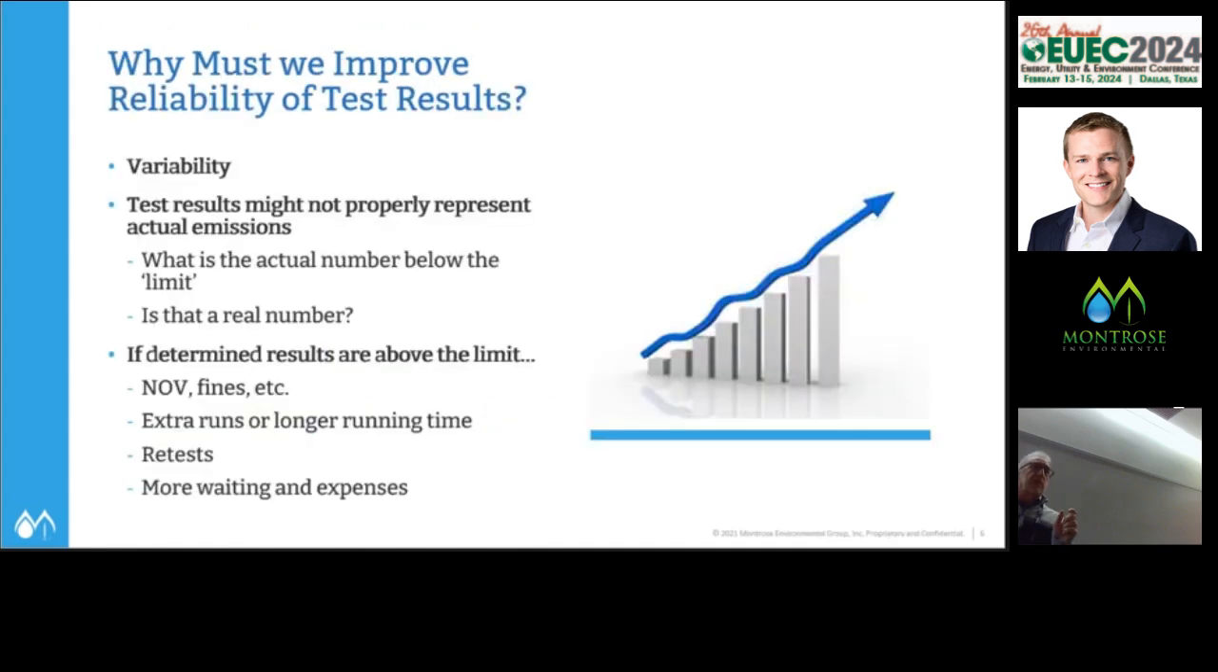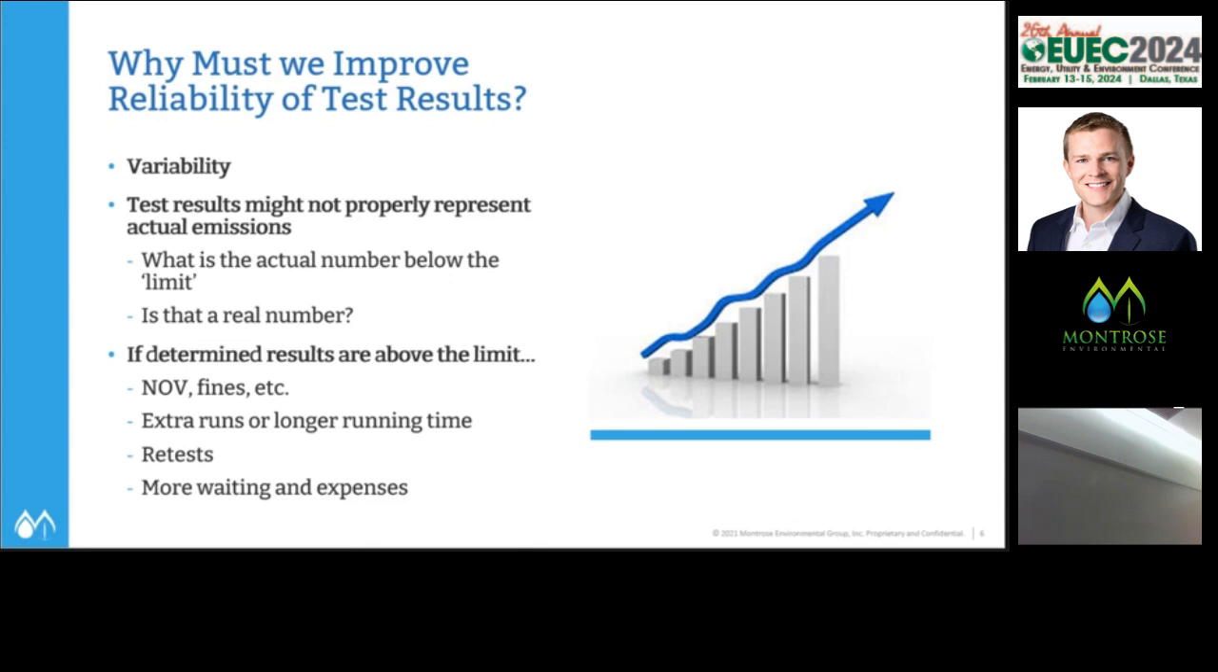So speaking of that, why improve the reliability of test results? Well, there's just a lot of variability in the things that we do. And the test results might not actually represent your actual emissions, right? If you're using an emission factor that's really old, or if you're getting an instrument that doesn't get as good of a detection limit as needed, right? You might be able to be a Title V source, use the really low concentration data and become an area source, right? That's going to save you a lot of money, a lot of headaches.